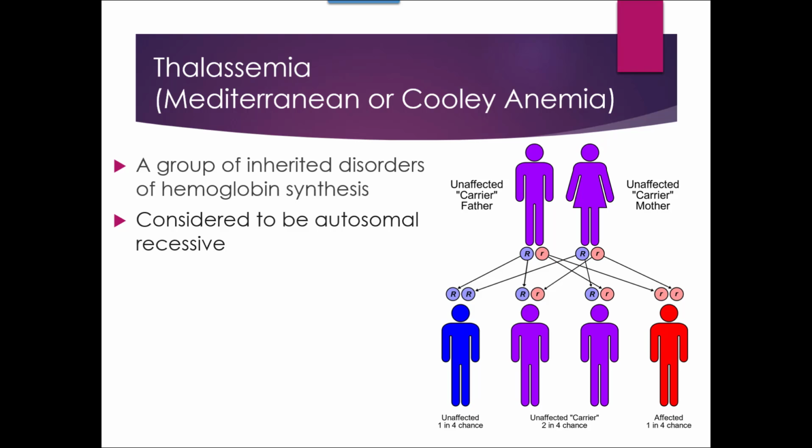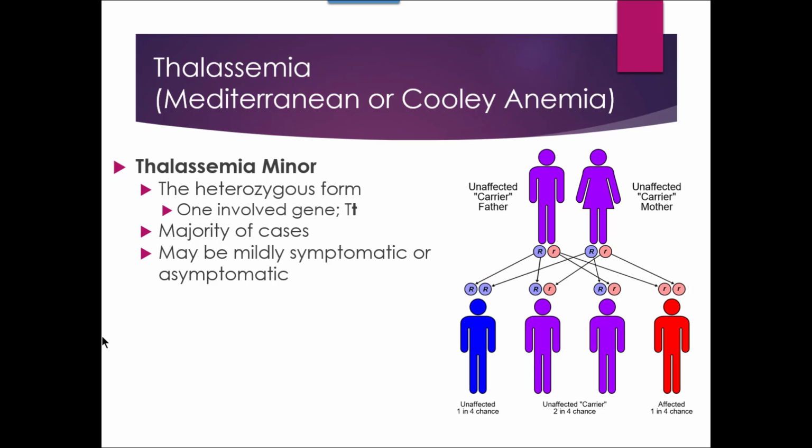So there are some who end up being unaffected completely, some people who are carriers, and then there are those who actually display the condition. So there's, first of all, thalassemia minor. In this form, someone inherits just one involved gene. So the expression is really minor or mildly symptomatic, and they can even be asymptomatic altogether.